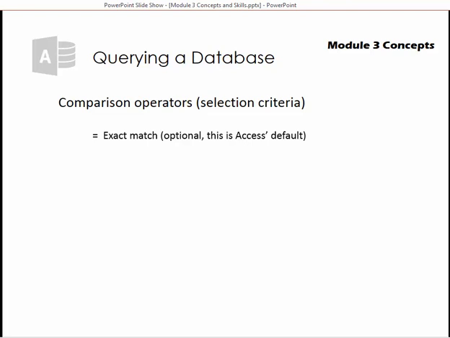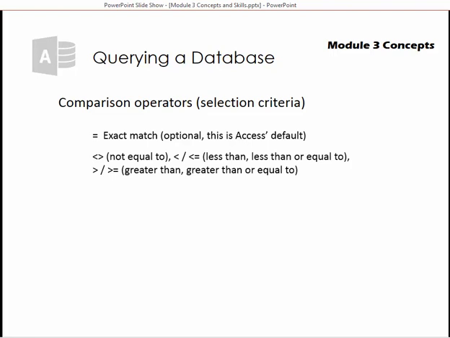Using the last name example, typing in Smith in the criteria line, Access automatically sets it to equal Smith. You just don't see the equal sign. The other common comparison operators are not equal to, less than, less than or equal to, greater than, and greater than or equal to. Remember the rule, less than points away from the number and greater than points at the number. When dealing with date criteria, if you want to find dates before a certain date, use less than. Dates after a certain date, use greater than.